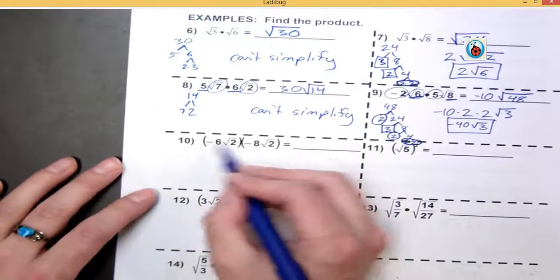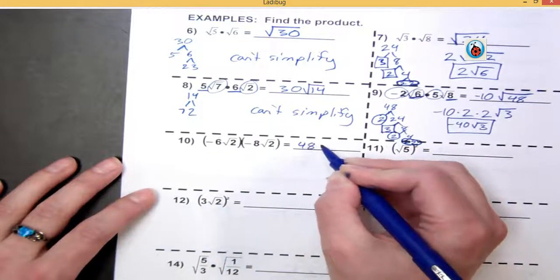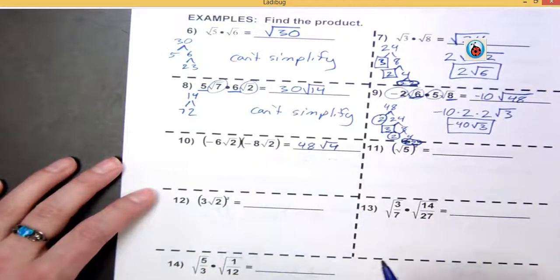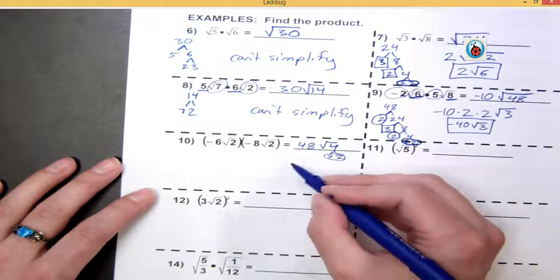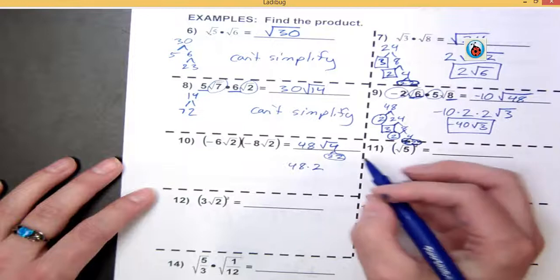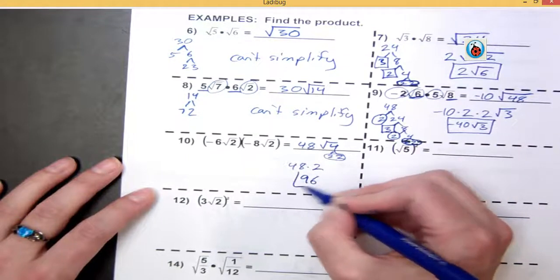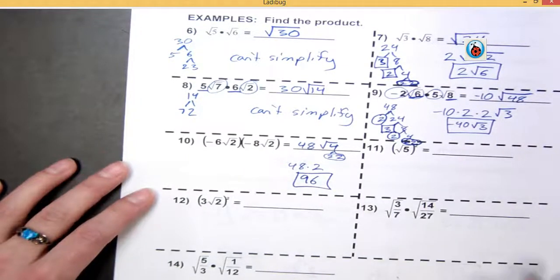Alright, next one. 2 negatives makes a positive, so that gives me 48 root 4. Hopefully by now you recognize that 4 is that perfect square of 2, and so that gives me 48 times 2, which is 96. Whole number. That completely simplifies, no radicals left.